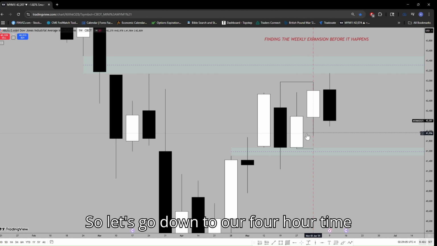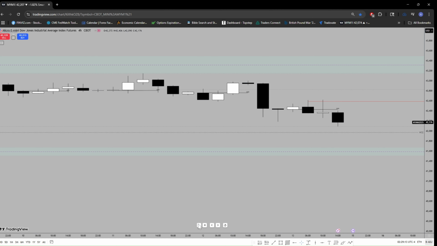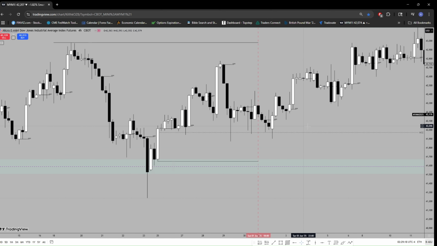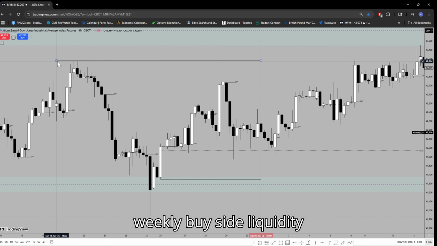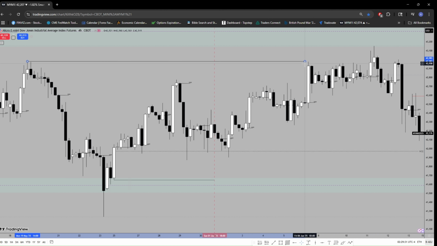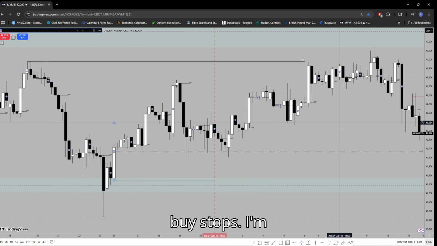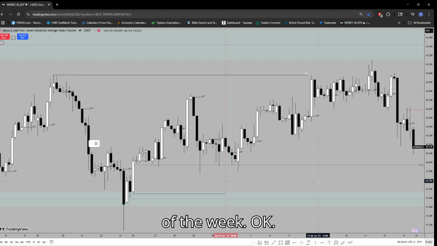So let's go down to our 4-hour time frame and see what information we have. So this is our weekly buy side liquidity, buy stops. I'm going to mark out the close of the week.